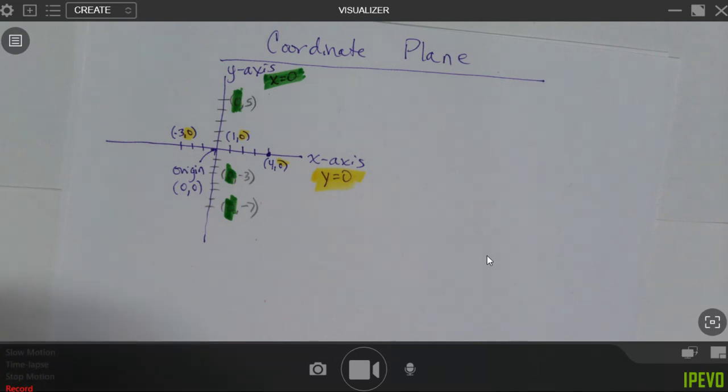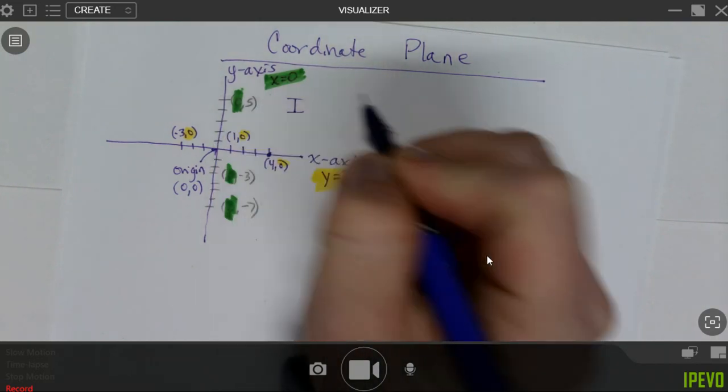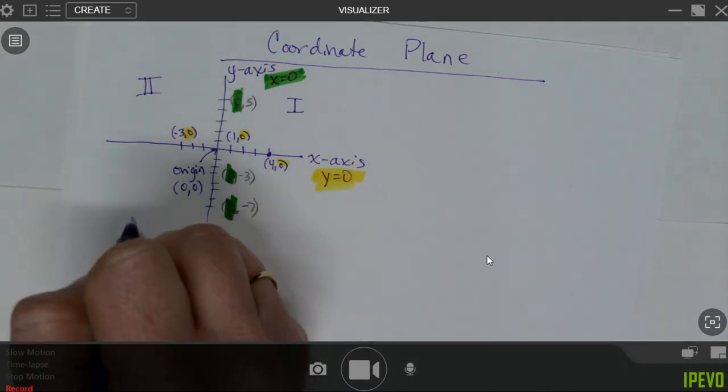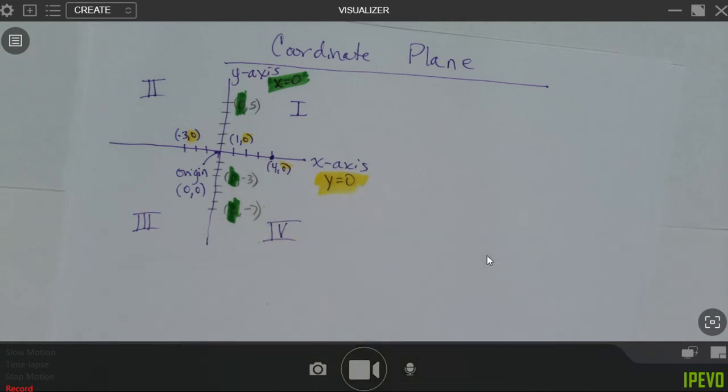Another key part of the coordinate plane, before we get going, we're talking about quadrants. This is your first quadrant. It goes counterclockwise. So this is the second quadrant, third quadrant, and fourth quadrant. Those are just the essential parts of the coordinate plane.